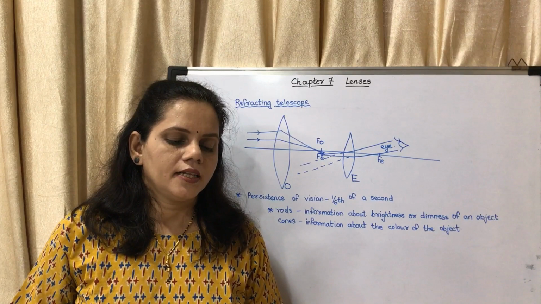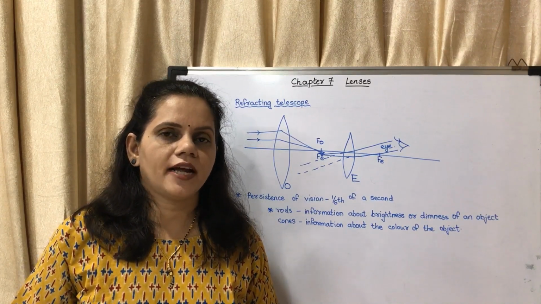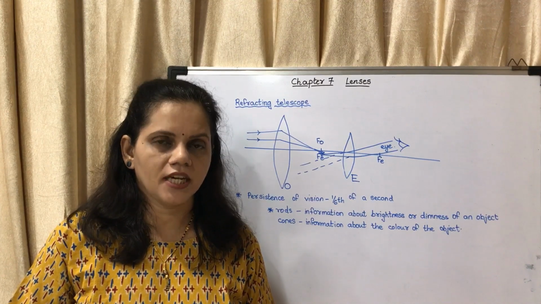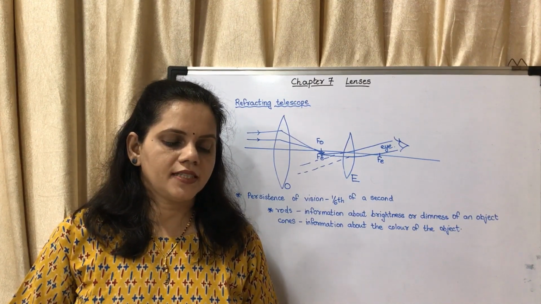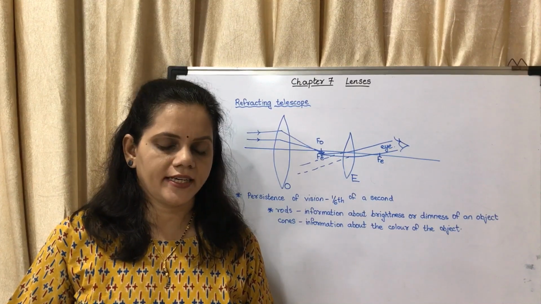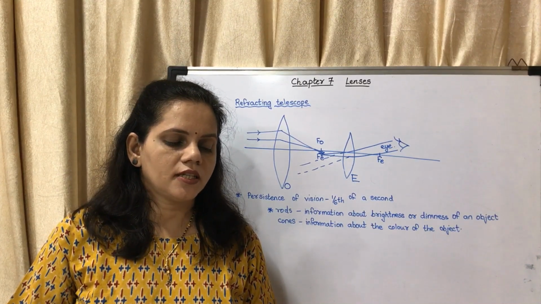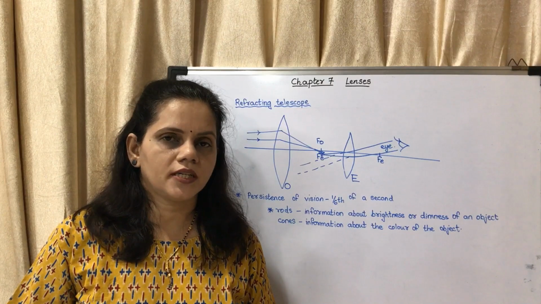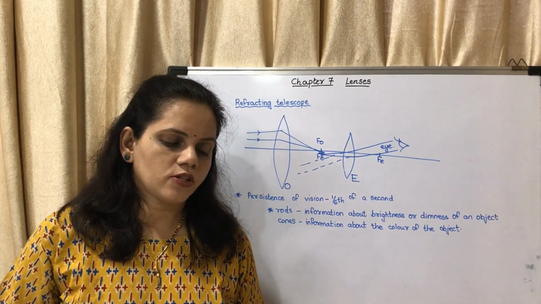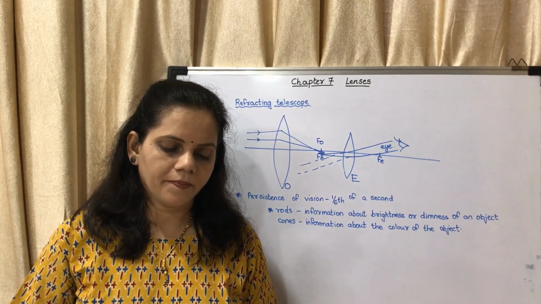You have to write this complete paragraph if you have a question on what is persistence of vision. I will read it out. We see an object because the eye lens creates its image on the retina. The image is on the retina as long as the object is in front of us. Okay. The image disappears as soon as the object is taken away.